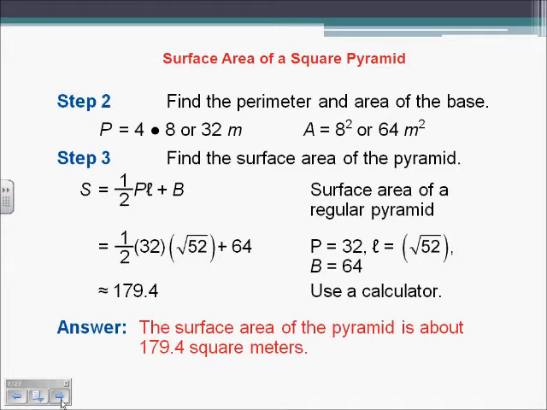And since we had meters, it's going to be square meters anytime we're dealing with any type of area. Area is in units squared, so our meters are squared.